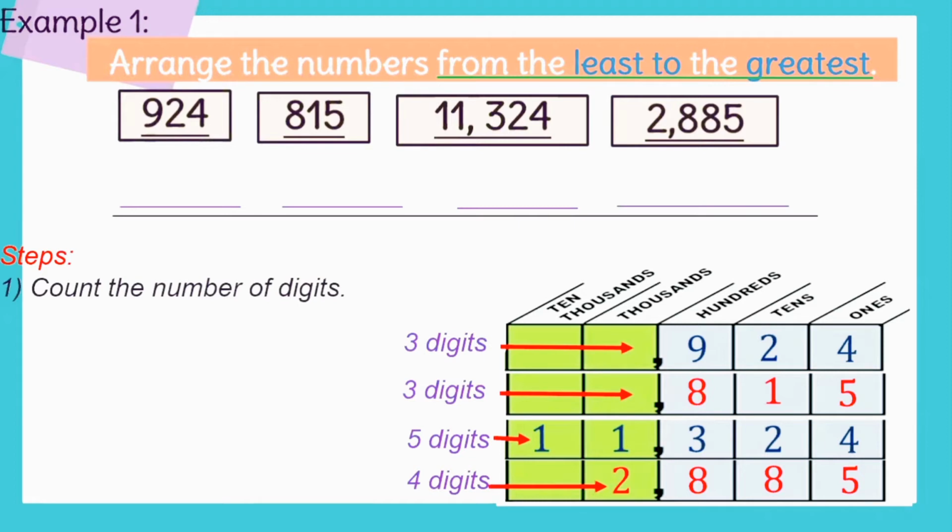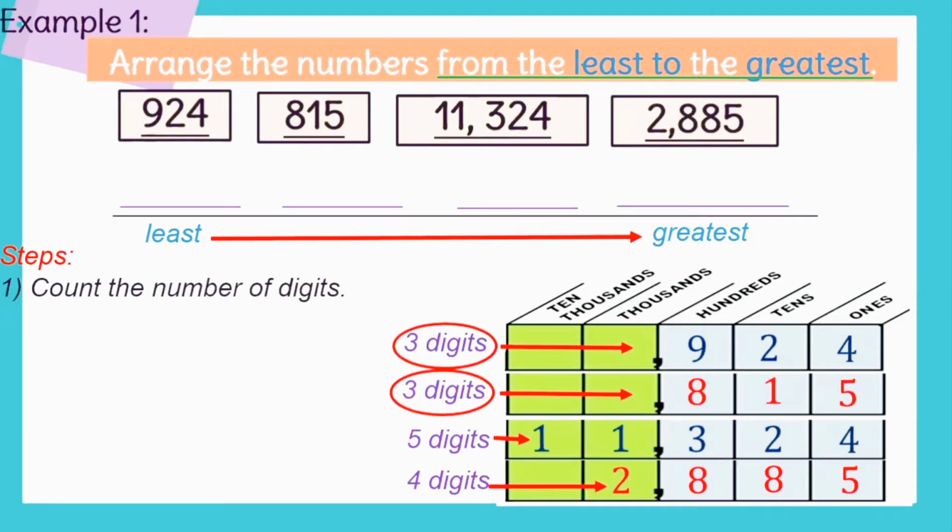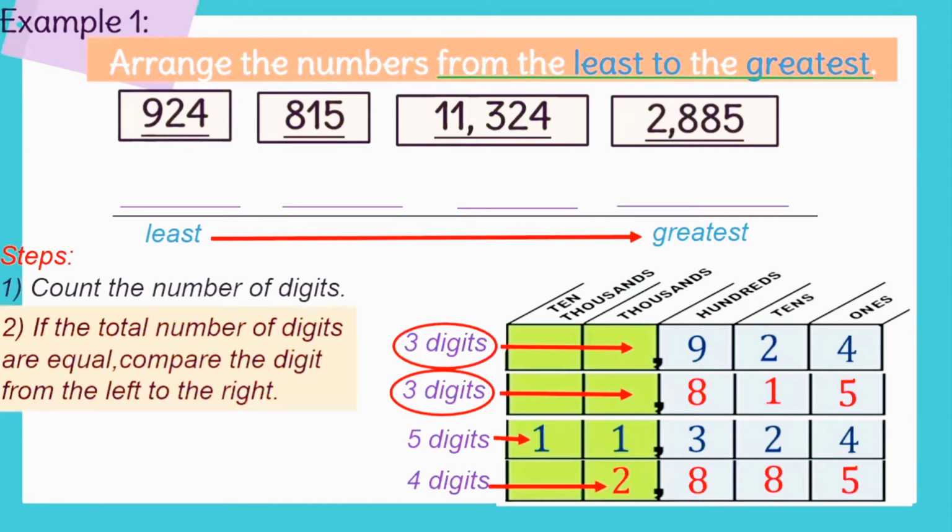Since we are going to arrange the numbers from the least to the greatest, let's start with the least. It means we are going to focus first on the 3 digits compared to the 5 digits and 4 digits. So step 2, if the total number of digits are equal, compare the digits from the left to the right. From the left, which is the hundreds place, going to the right, which is the ones place.